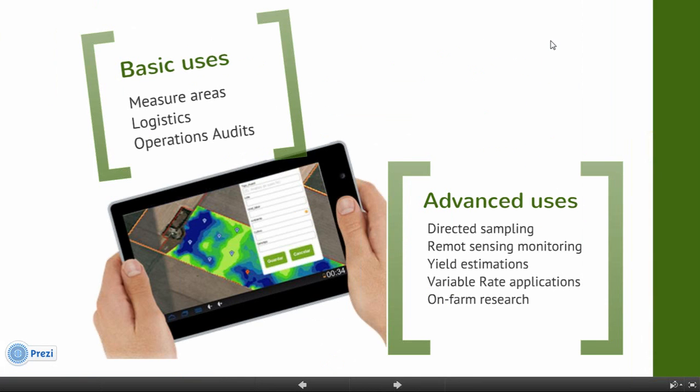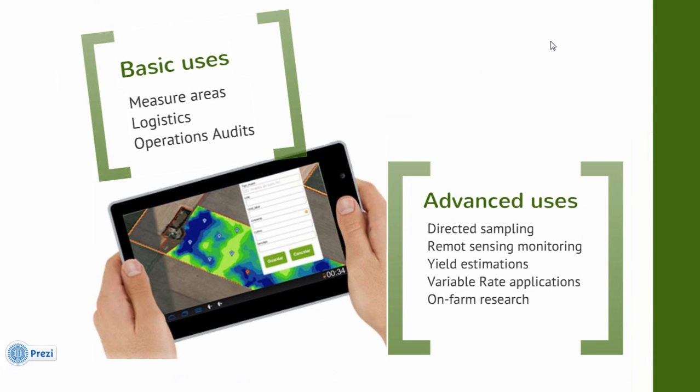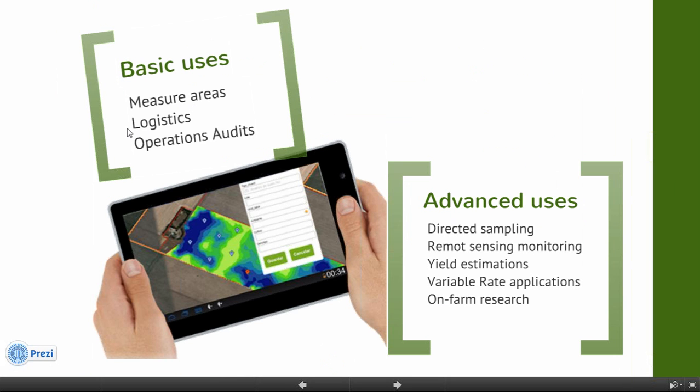And we're going to find some basic uses. You can use it just to measure an area, just for logistics, to see how far away is the sugar mill. You could audit the operations that are being carried out in the field. Okay, you can use it for advanced uses, more agronomic uses, for directed sampling, remote sensing monitoring, estimating yields from the air, variable rate applications, on-farm research, and there's a long, long list.